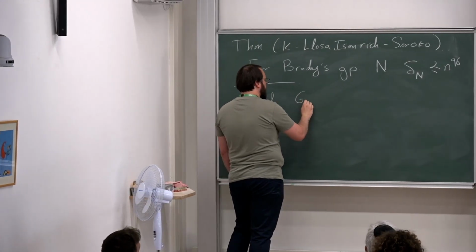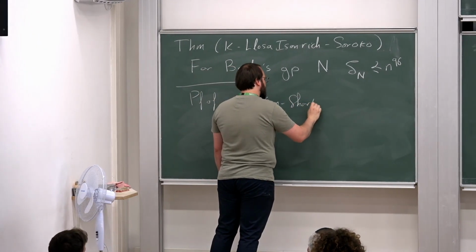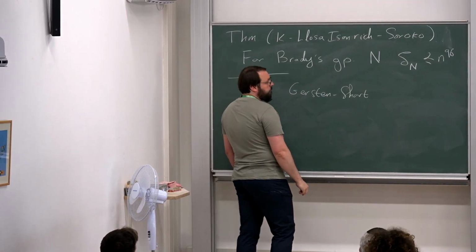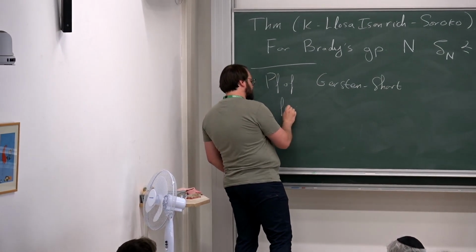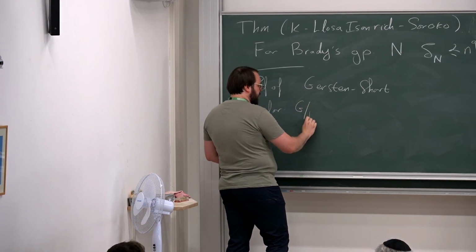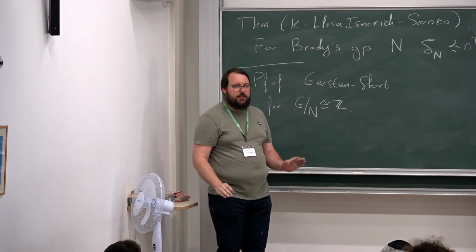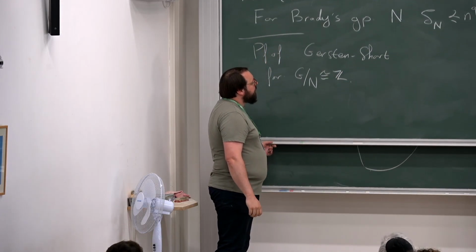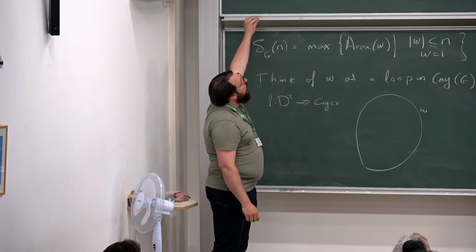The proof of the Gersten-Short theorem, the proof when G mod N is Z. I'm slightly sleepy after lunch, so we're going to do an easy thing.